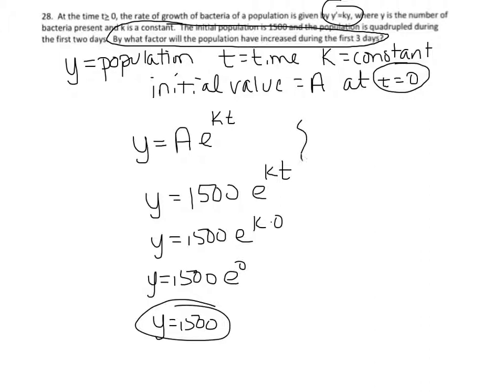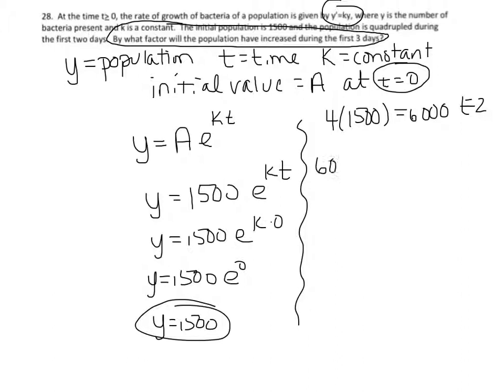Now, the other piece of information that we're told is that the population is quadrupled during the first 2 days. Quadrupled means multiplied by 4. So our initial population of 1,500 is actually turned into 6,000 in the first 2 days, so when t is equal to 2. Let's take a look at what that looks like. Our quadrupled population y is equal to 1,500, our initial value, e to the kt. And we know that this is when t is equal to 2. So 6,000 is equal to 1,500 e to the 2k.